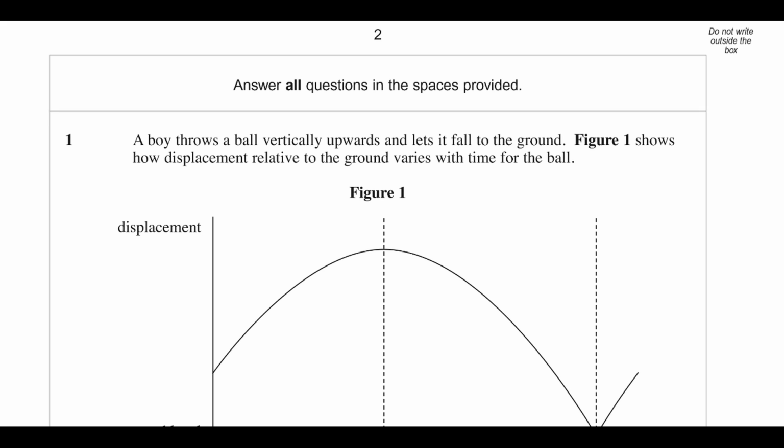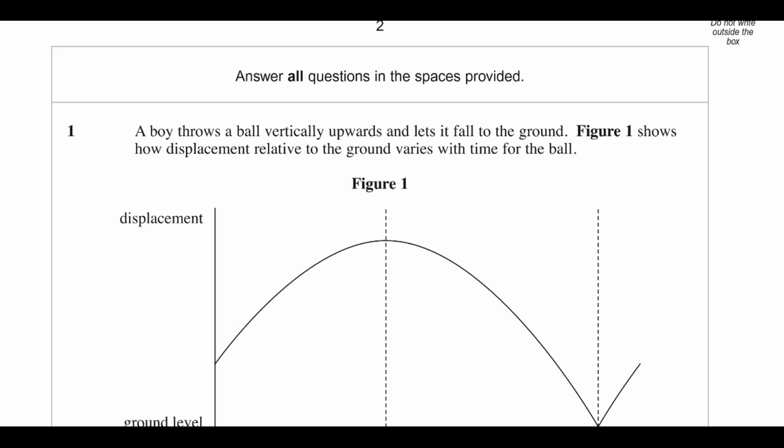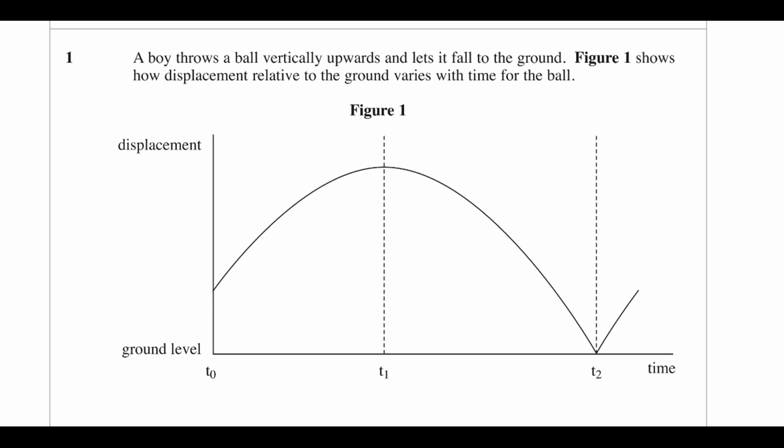Alrighty, so in this video I'm going to review the June 2011 Unit 2 paper. A boy throws a ball vertically upwards and then lets it fall to the ground, and we've got a displacement versus time graph. So let's just talk through what we can see here. This is the height from which it was originally thrown, so it's above the ground, it reaches a maximum height, then comes back down again all the way to the ground and then bounces. That's what we can see there.